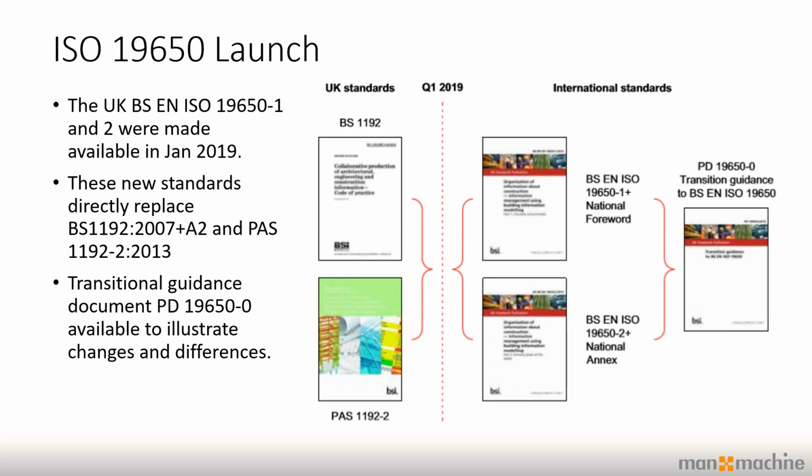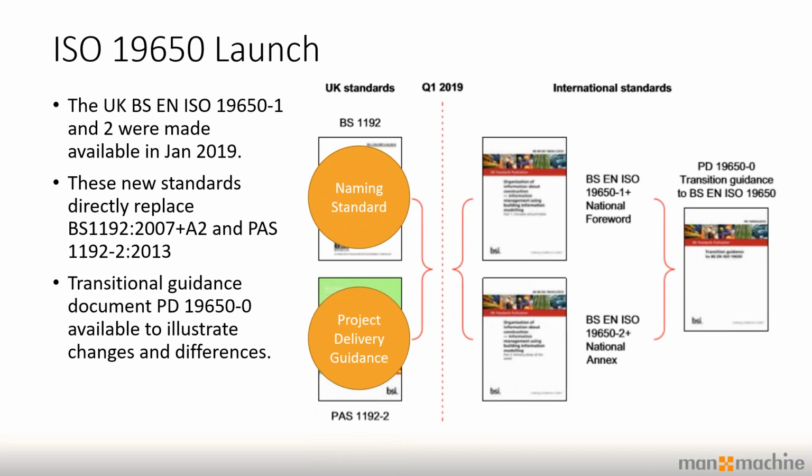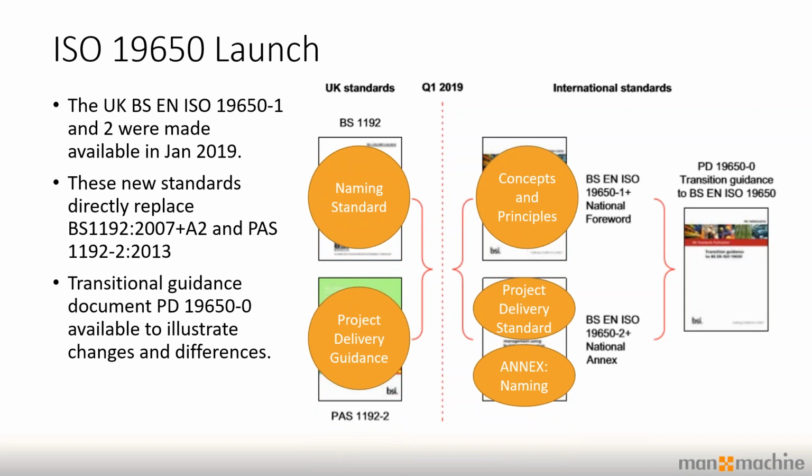in the UK, which replaces PAS 1192 parts 1 and 2. Okay, so we used to have BS 1192 for naming and PAS 1192 part 2 for project delivery. We now have these two BS EN ISOs, which basically take over those standards. If you're working on projects at the moment, there will be no change. If you're using PAS 1192 Part 2, you will continue to use PAS 1192 Part 2.